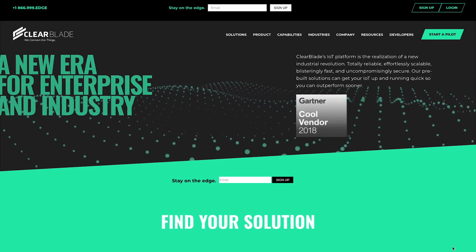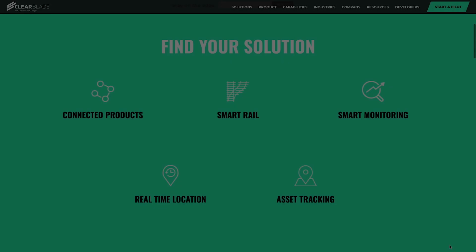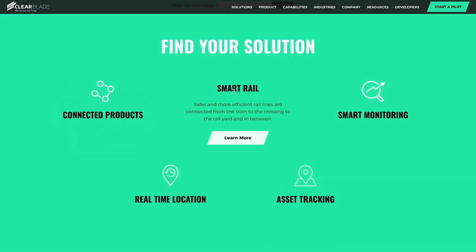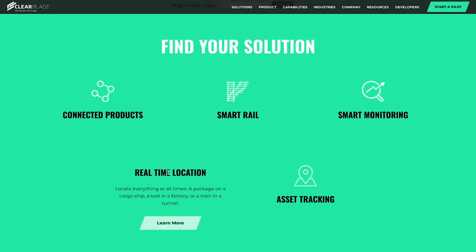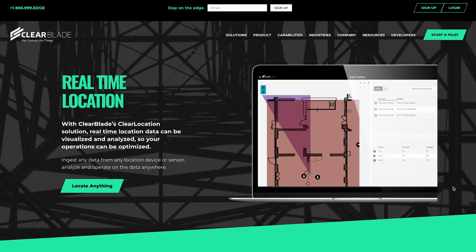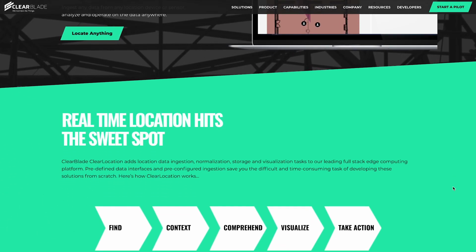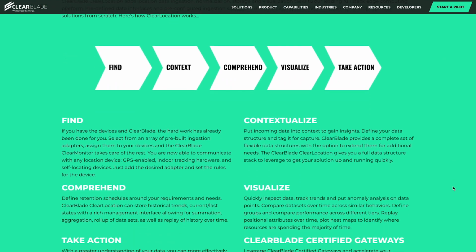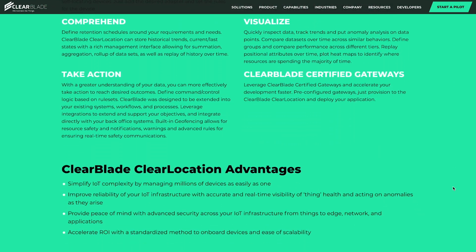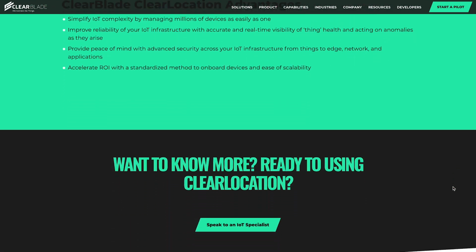At number 9 is ClearBlade. Named a core vendor by Gartner in 2018, ClearBlade's state-of-the-art middleware gives you the most out of edge computing's reduced latency capabilities. With their services, you can analyze and adapt the data you collect in real time. Plus, ClearBlade enables you to set up multiple edge computing instances at once.